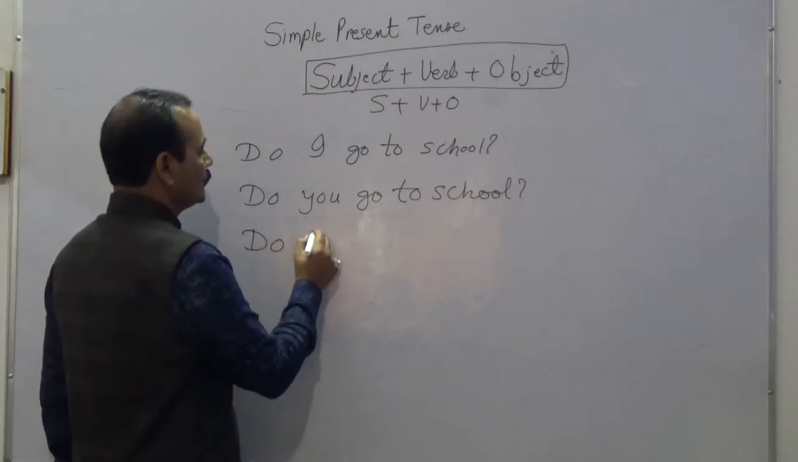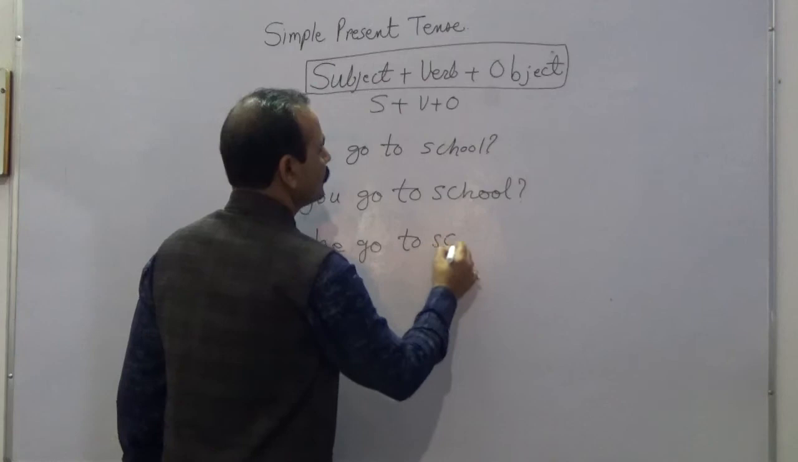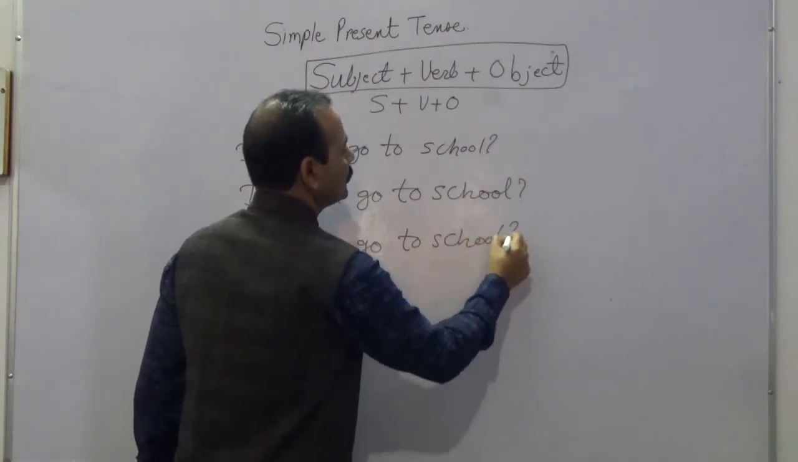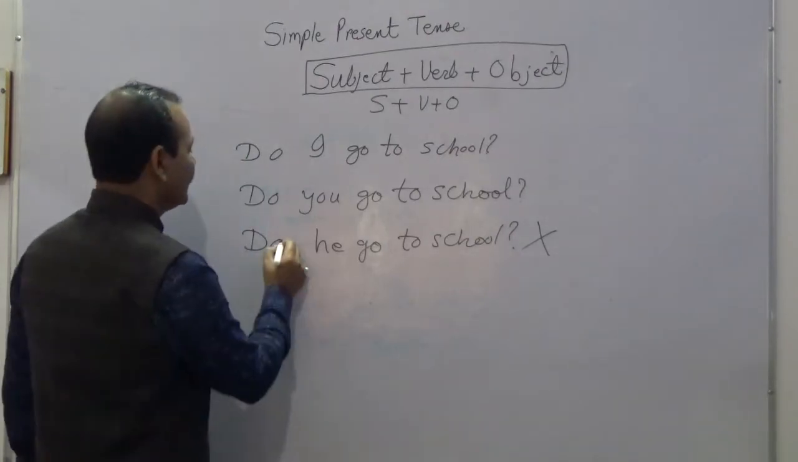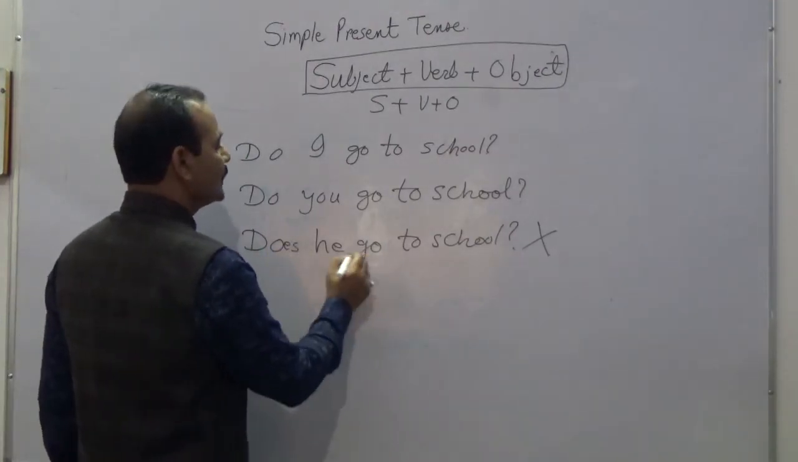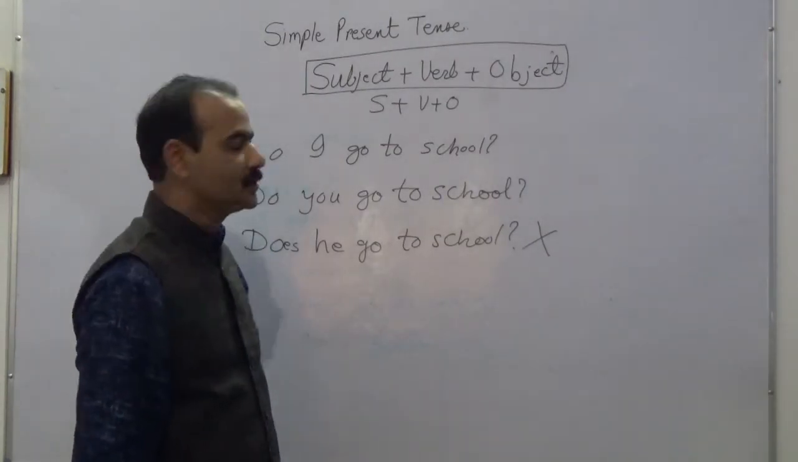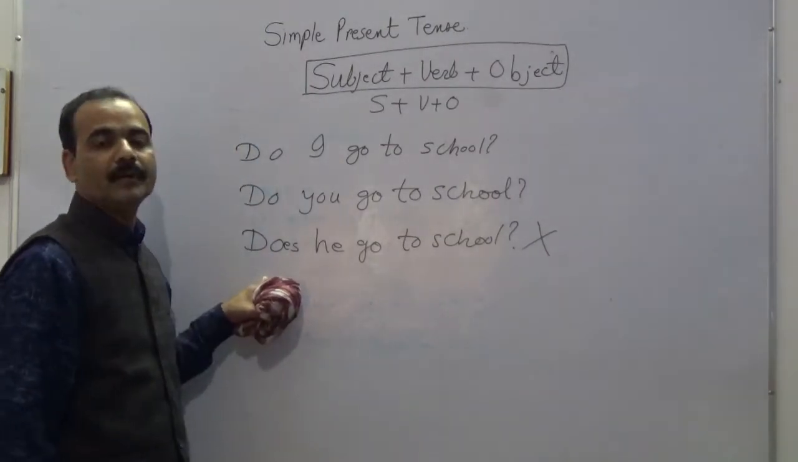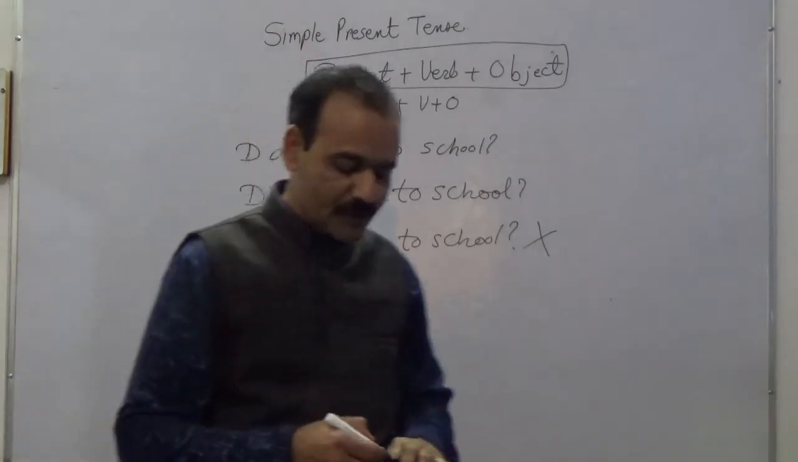But do he go to school is wrong. We must say, does he go to school? This is the variation in the use of interrogative sentences.